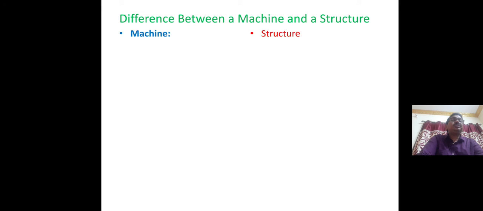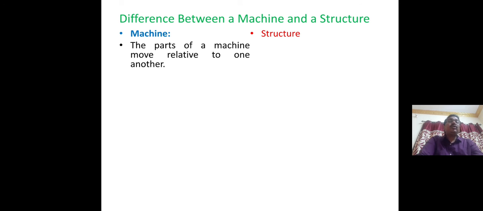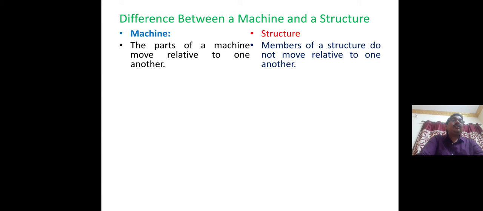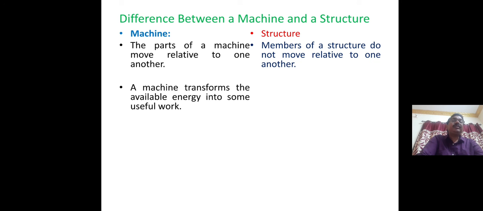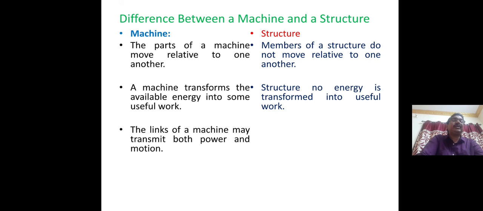Now that we know what a machine is and what a structure is, we will discuss the differences. The parts of a machine move relative to one another, but in a structure there is no relative motion to one another. That is the first difference you are observing. Next, a machine transforms available energy into some useful work, but in a structure there is no transformation of energy into useful work. That is the second difference.